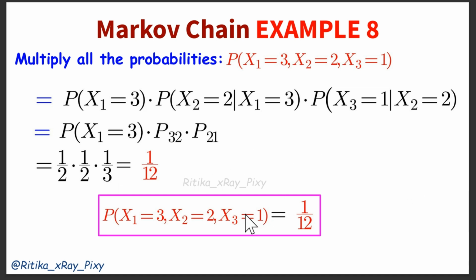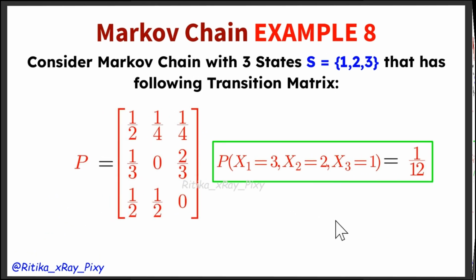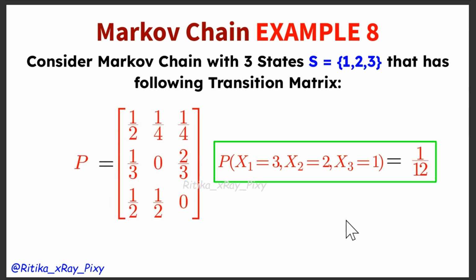Now we'll combine all the terms. Here we put all the values. P(x1 = 3), we calculated, is 1/2, the probability of moving from state 3 to 2 is 1/2, and the probability of moving from state 2 to 1 is 1/3. Multiplying all, we obtain 1/12. So here we calculated the probability of multiple events happening in sequence.